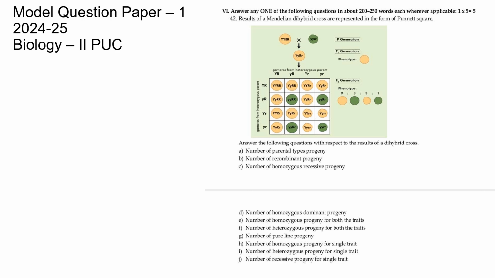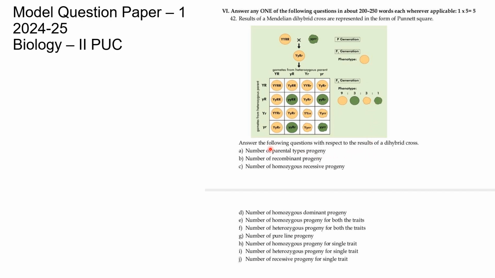So in the 6th main, question number 42 has a concept related to genetics. So if we look here, the question is like this: Results of a Mendelian dihybrid cross are represented in the form of a Punnett square. So a Punnett square is displayed here, related to the dihybrid cross or inheritance of two genes.